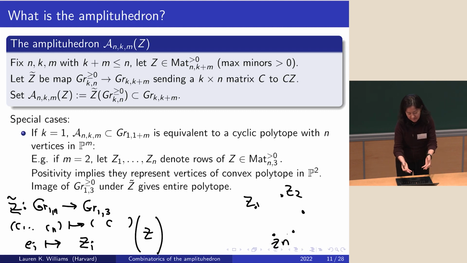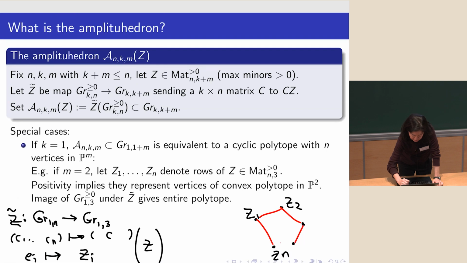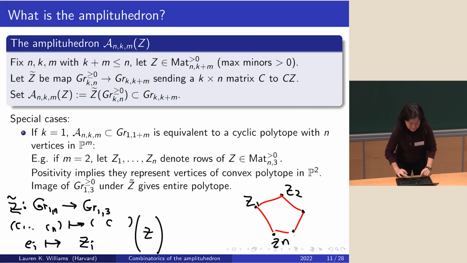And then if I take now, instead of Ei, a positive tuple of numbers, C1 through Cn, then I'm going to be sweeping out this whole polytope. Okay, so that's why when m is 2, the amplituhedron will just be a polygon. And for k is 1 and higher m, we'll get a cyclic polytope. So we again get this nice special case when k is 1.